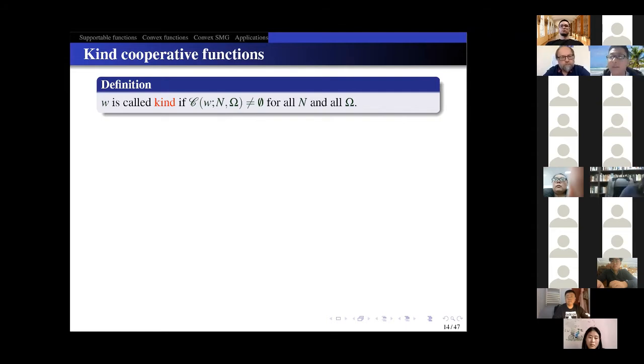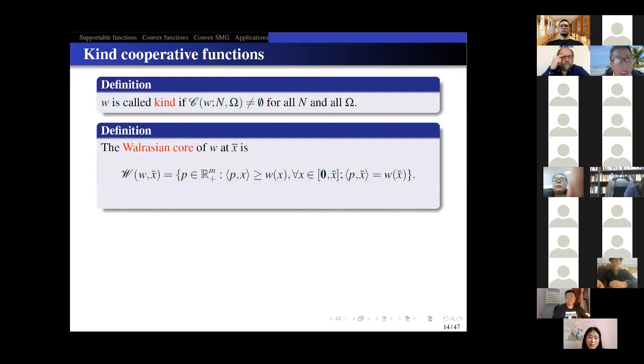That always derive non-empty cores for the corresponding cooperative game, and this kind of function corresponds to balanced cooperative games or balanced set functions in the traditional cooperative game theory. And for this cooperative function, I define a solution concept called the variation core.